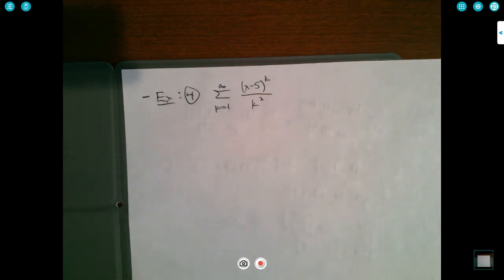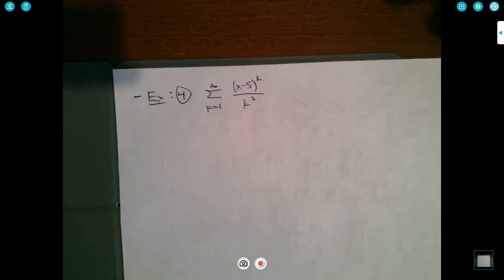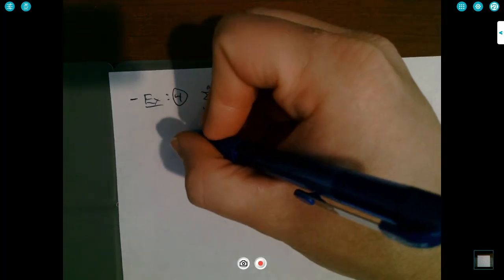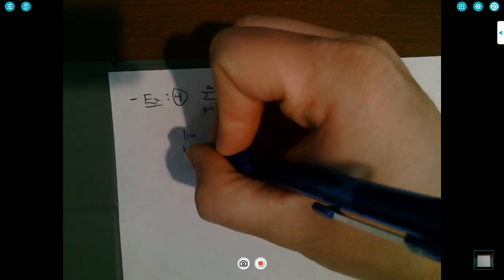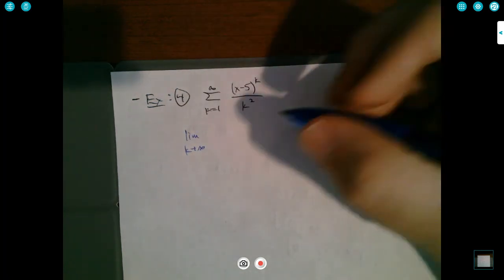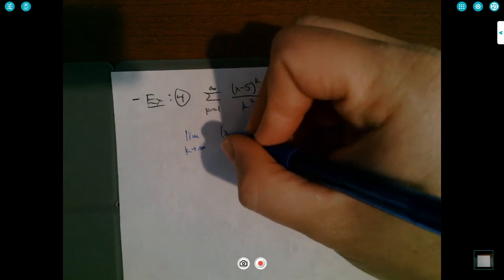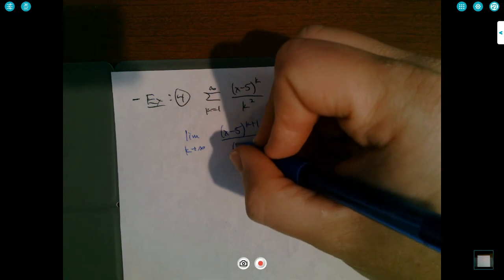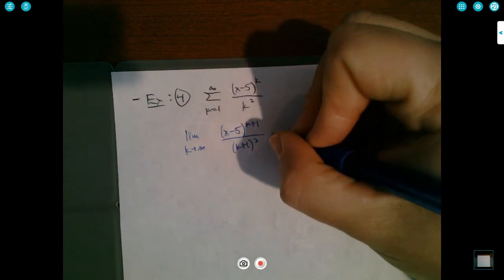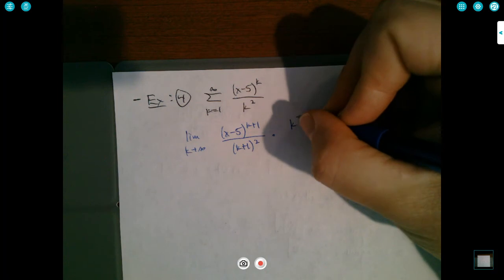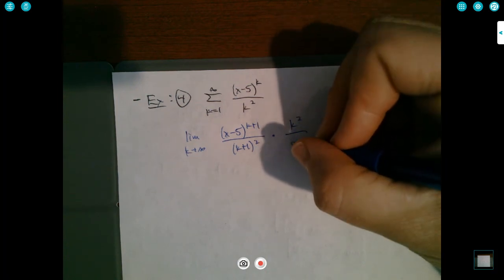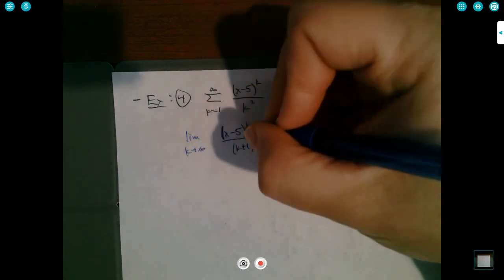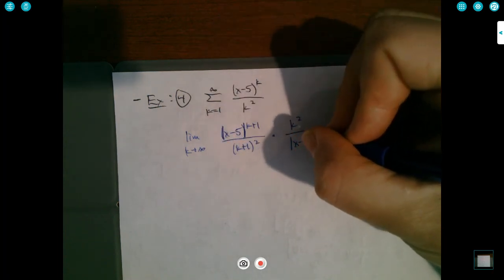Okay. We do this the same way, right? We're going to apply the ratio test for absolute convergence. So we're going to look at the limit as k goes to infinity of x minus 5 to the k plus 1 over k plus 1 squared times k squared over x minus 5. And really I should have absolute values here. Absolute value of x minus 5.